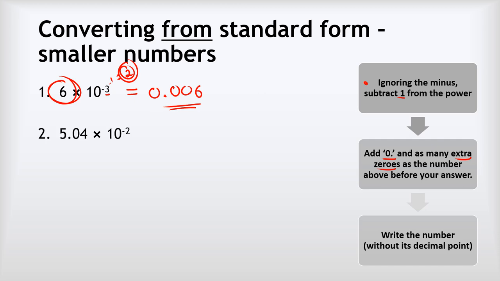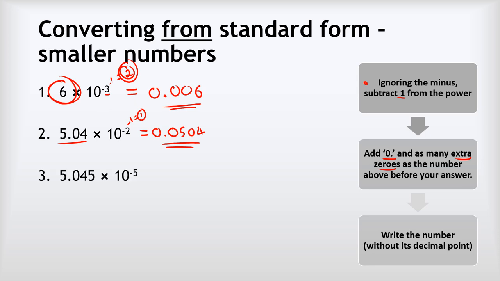Next one, 5.04 times 10 to the negative 2. So again, we're going to try the same thing. We'll start with that power. We'll subtract 1 from it to give us 1. And so that tells us we're going to go 0.0 like that. So 0 and then that 1 extra 0. And then just write in our 5.04 without the decimal point. So 0.0504. Easy peasy, just like that.